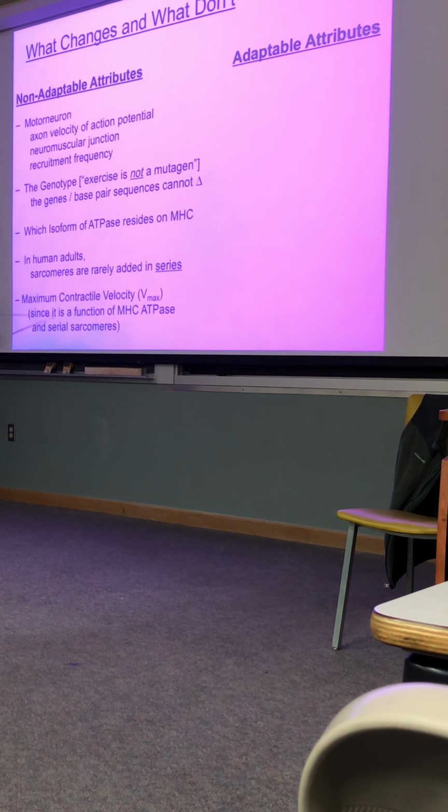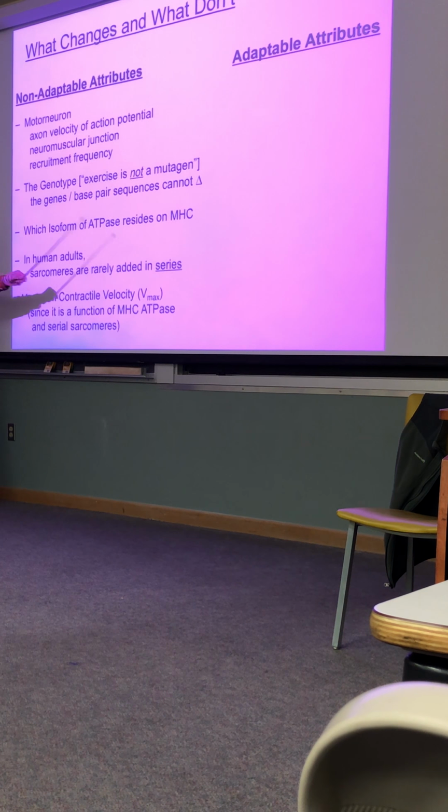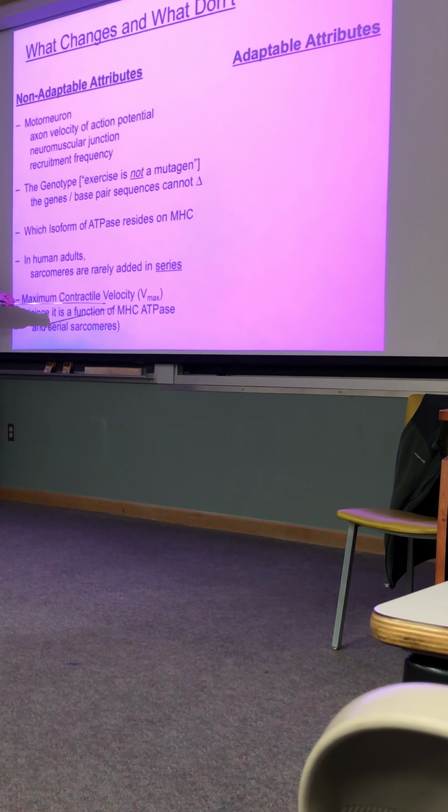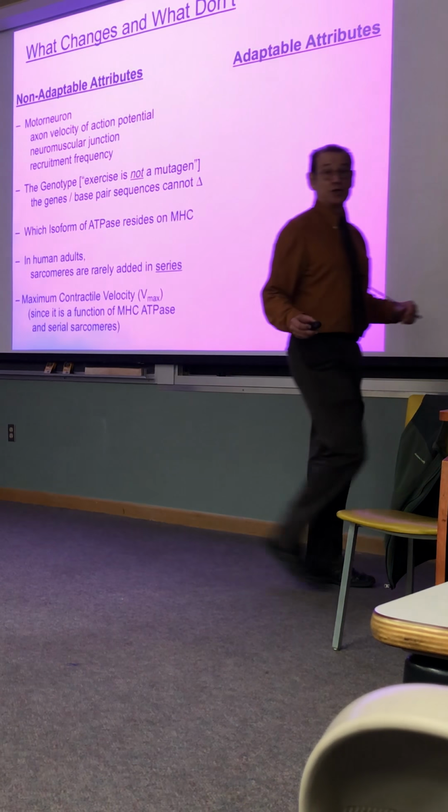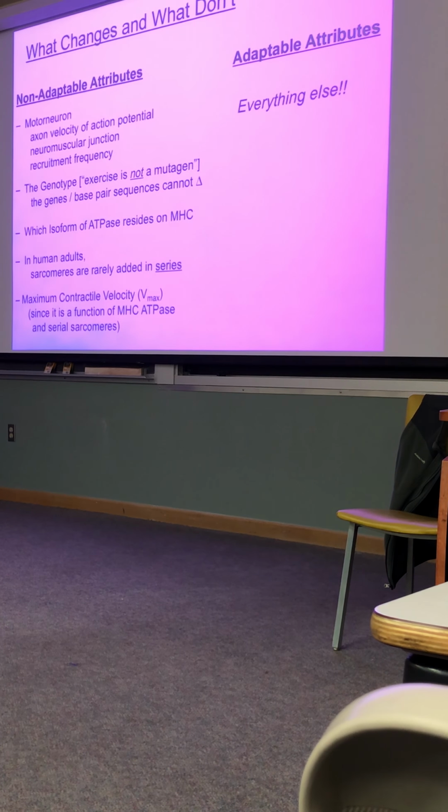Let's see, what else is on here? Maximum contraction velocity. Can you guys see how this won't change? Because I just told you that you can't change your myosin ATPase, and as an adult you can't add series. See how these add up to maximum speed? So maximum speed of shortening will not change in your adult. Everything else changes. And I threw on just some of my favorites.